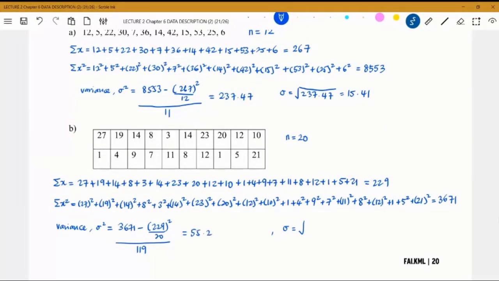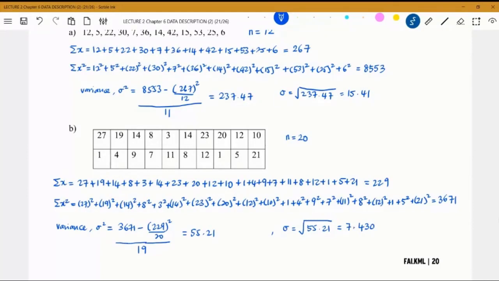55.21. Okay, so maybe something wrong dengan kamu punya calculation, sorry, this one should be 19, right? Bukan 119. 19 here. Okay, sebab dia tolak 1 kan? So here will be 19. So you will get 55.21. Okay, for the standard deviation, we have it square root 55.21. So the standard deviation will be 7.430.